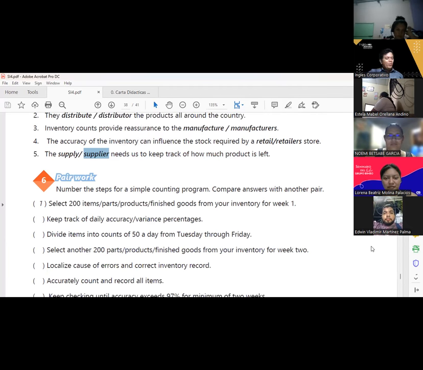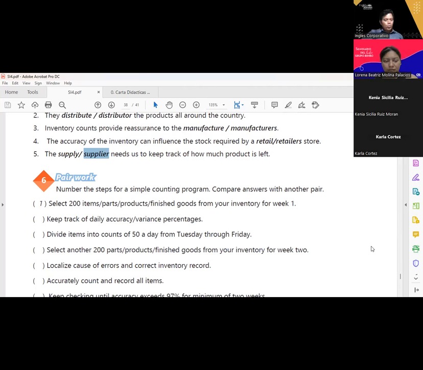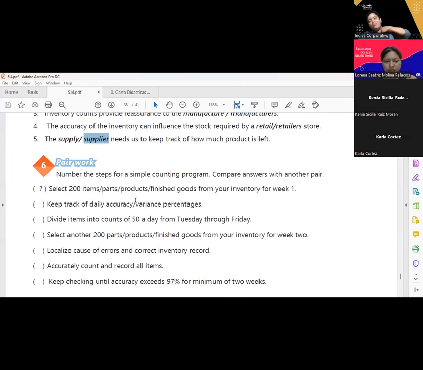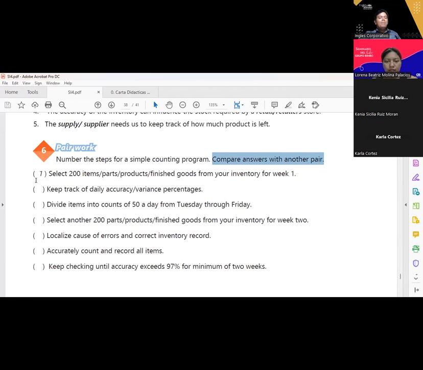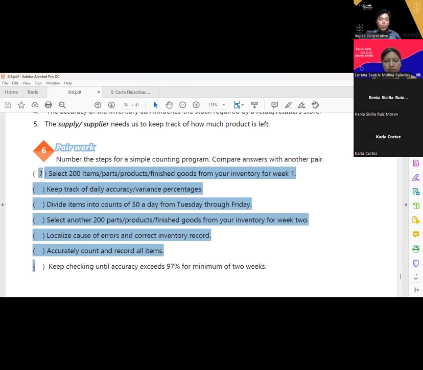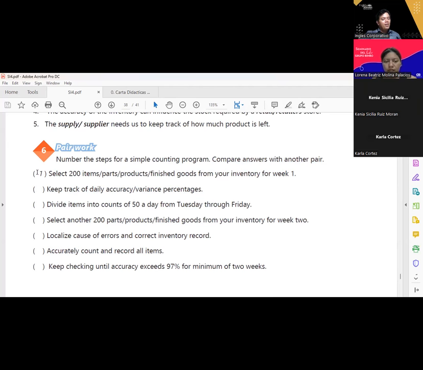Listen up to what we're gonna be doing in here, guys. Because this one, definitely I'm gonna send you to work in pairs. It says pair work, number the steps for a simple counting program. And then you compare the answers with a pair. You got number one in here. What you're gonna do, guys, is select which is the following step right after number one, according to you and according to your classmate, okay?